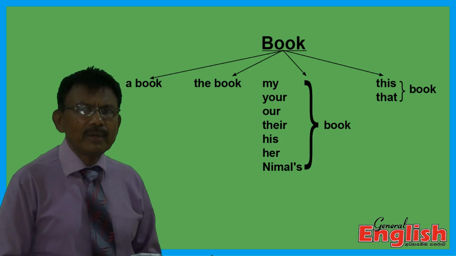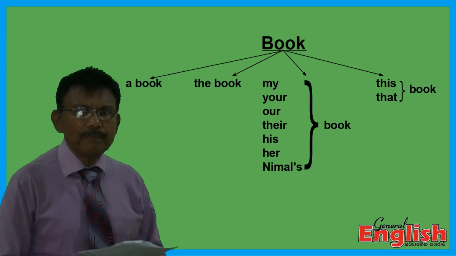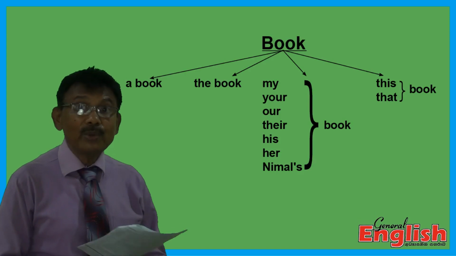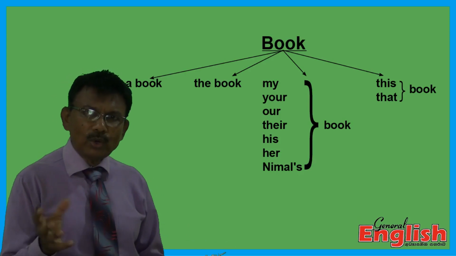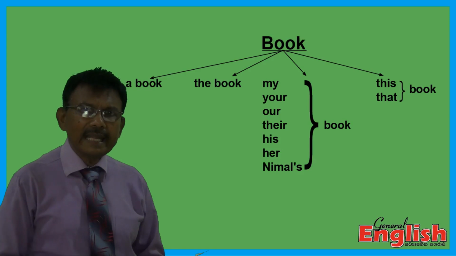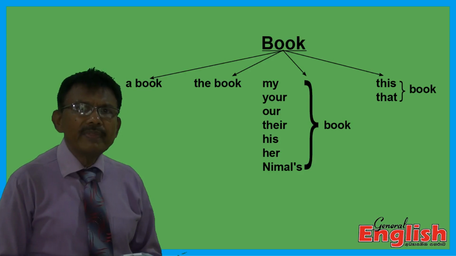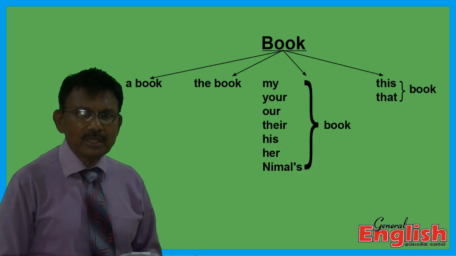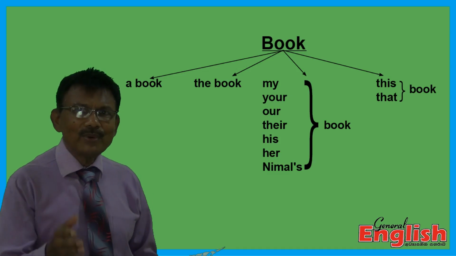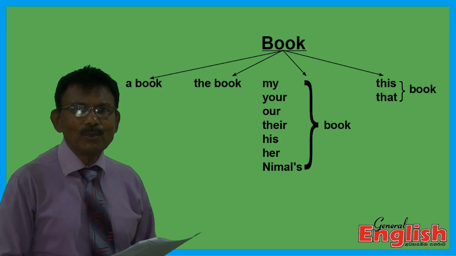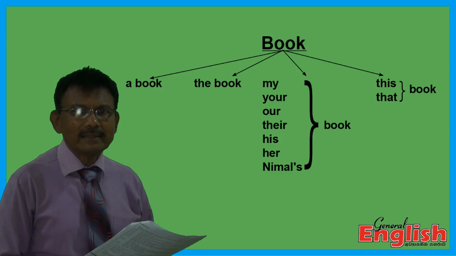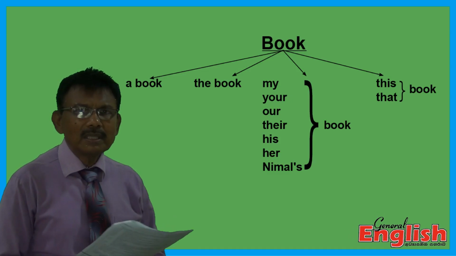Then there is another one, we can use a determiner or a possessive adjective to talk about the thing that we are going to mention. Their match, our match, his match. So, one of those possessive adjectives can also be used. And then we also can use this or that, this book, that book.